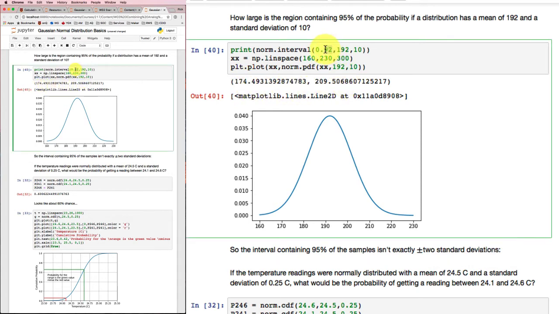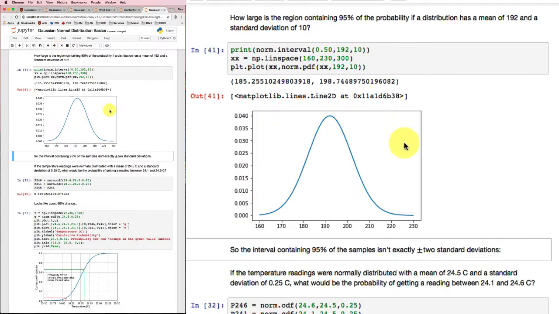If I wanted to know 50%, I can do it all over again. And I get a considerably tighter region, less than 1 standard deviation away, down about 7 and up about 7. So about 7/10 of a standard deviation away for 50%, because 1 standard deviation would give us 68%. So that makes sense. So we can use this norm.interval function to find out the region around the mean that contains a certain percentage.